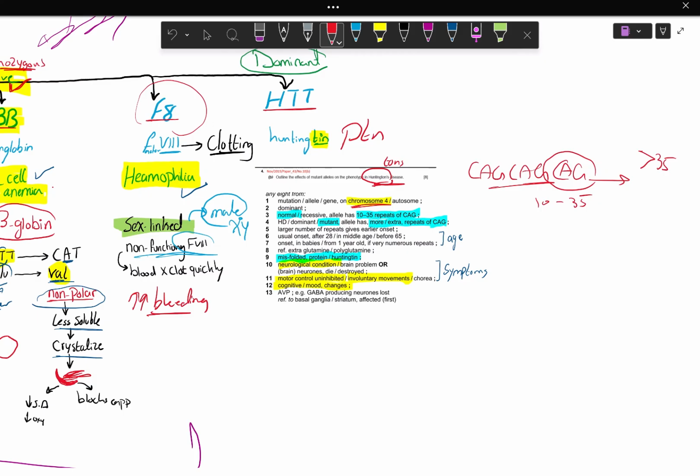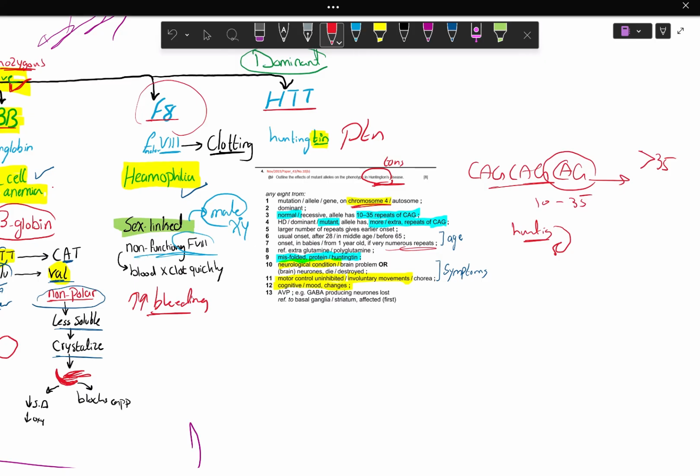The higher the number of repeats, the earlier the onset of the disease, because normally the disease should come in middle-aged men, starting in the late 30s, late 40s, or early 50s. But if someone has very numerous repeats, the disease can come at a very early age, even at birth. So what happens because of those many repeats of CAG? It codes for the Huntington protein a lot, and this causes a misfolding of the protein.